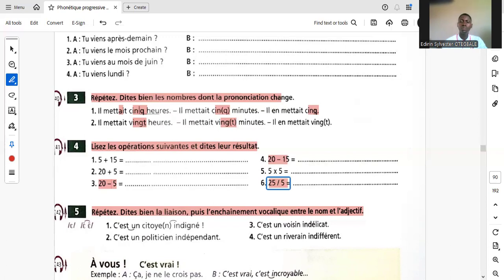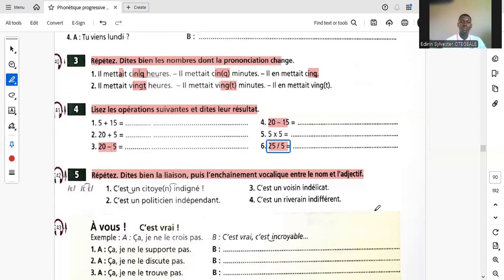Exercice 5. Un, c'est un citoyen indigné. Deux, c'est un politicien indépendant. Trois, c'est un voisin indélicat. Quatre, c'est un riverain indifférent.